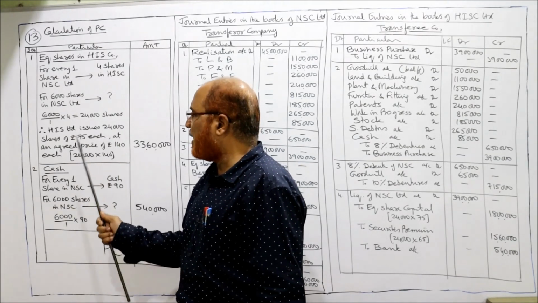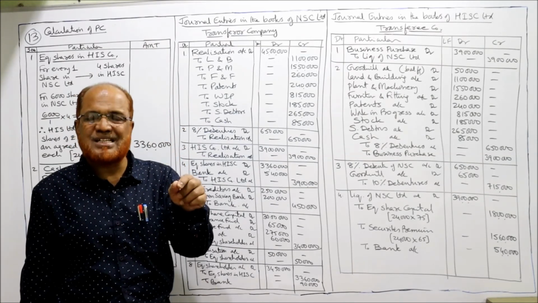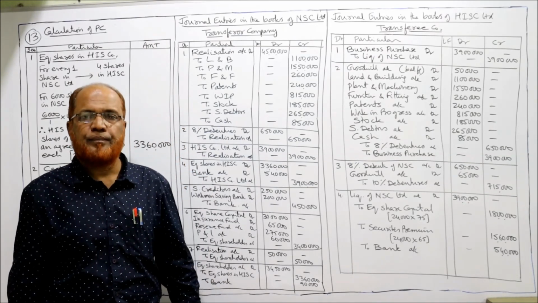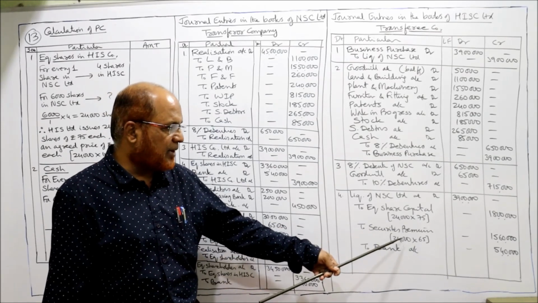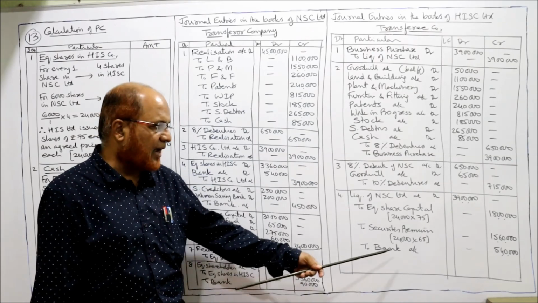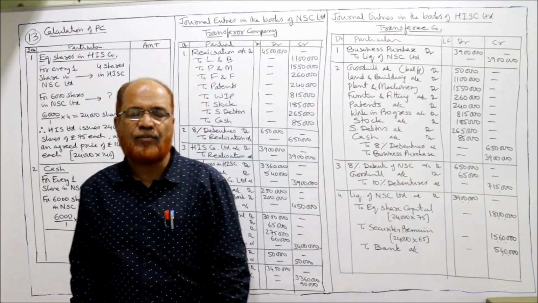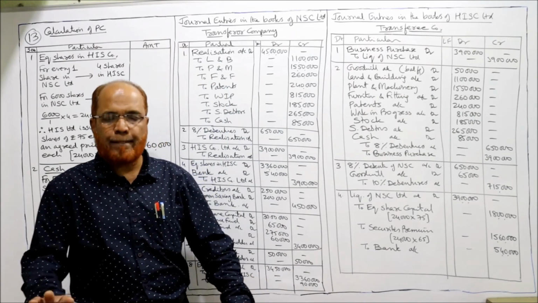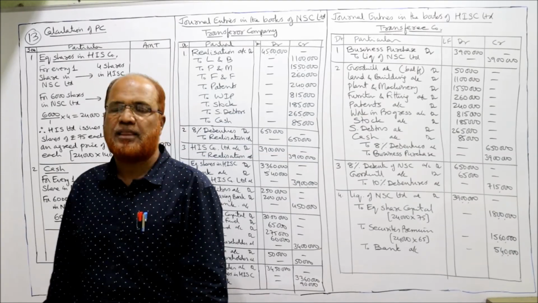तो 140 minus 75, 65. तो एक share के ऊपर 65 rupees premium है. तो that will be transferred to security premium account. Security premium account 24,000 into 65, 15 lakh 60,000. To bank, cash is paid 5,40,000. 5,40,000. Being the PC paid. So this is the end of problem number 13.